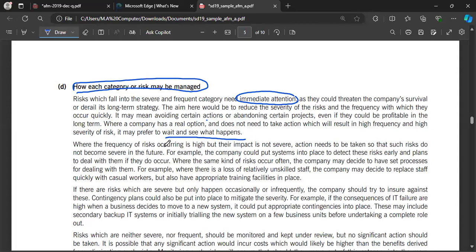When the frequency of the risk is high but the impact is not severe, actions need to be taken so that the risk does not become severe in the future. For example, the company could put systems in place to detect these risks early, and plans to deal with them if they do occur. Where the same kind of risk occurs often, the company may decide to have a set process for dealing with it. For example, where there is a loss of relatively unskilled staff, the company may decide to replace staff quickly with casual workers, but also have appropriate training facilities in place.